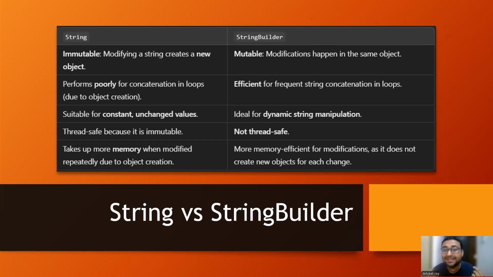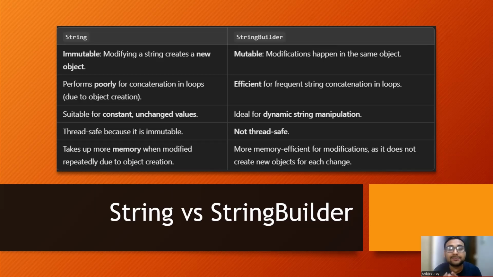So string is what? String is immutable, string builder is mutable. This is the first and foremost difference between string and string builder. So what does that mean? Immutable means you can modify the existing string, but if you try to modify it, it will create a new object out of it.